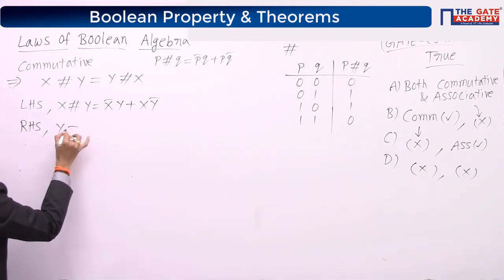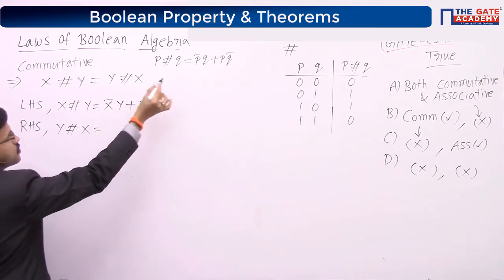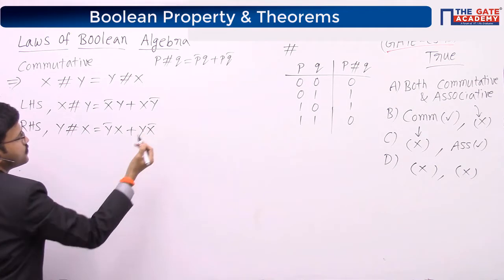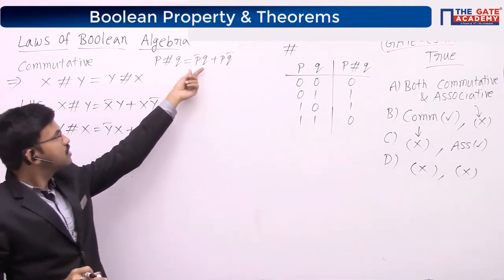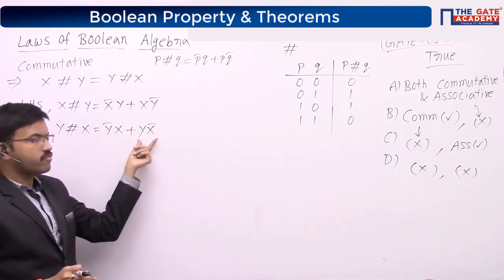That is y hash x. Y hash x. Okay. So here I will get y bar x plus y x bar. Substitute y in the place of p, x in the place of q: y bar x plus y x bar.